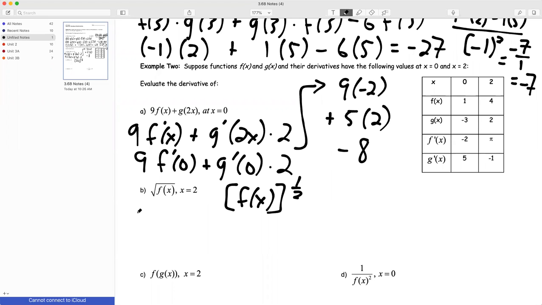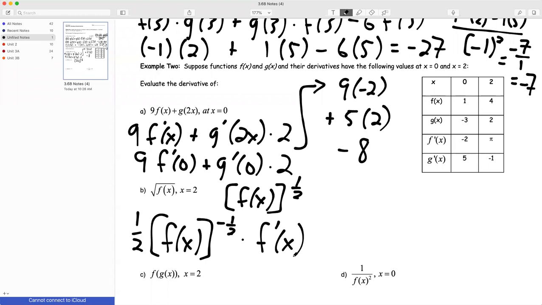So the 1/2 comes up front. F of x comes down. Now subtract 1 from the exponent. 1/2 minus 1 is negative 1/2. Now what? Multiply by the derivative of what's inside there, which is f prime of x.